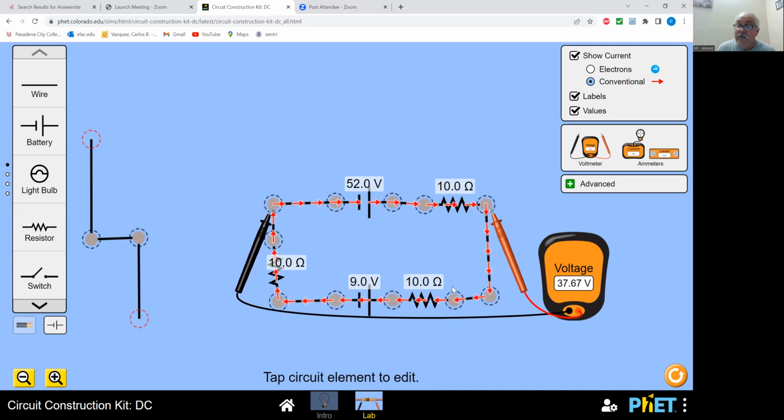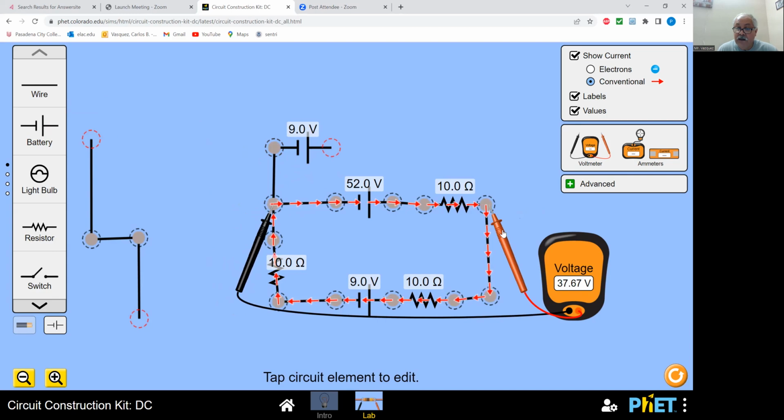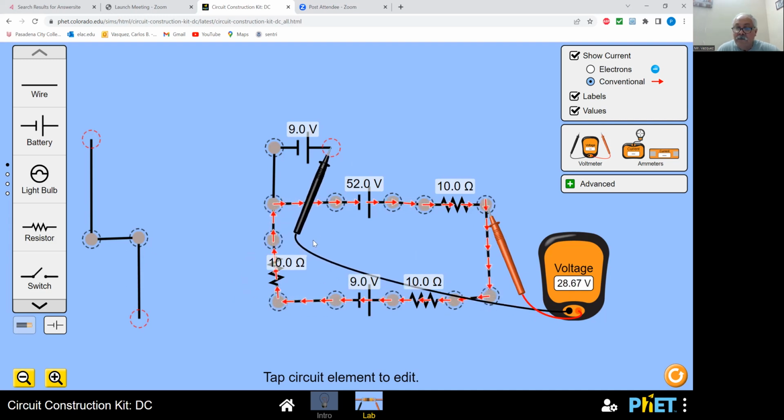Now, imagine that we have a battery connected to one of these points. Let's connect the battery to the lowest point, which is right here. And this is the battery, and the battery goes in this way. We can find the potential difference between this point and the battery in this way, right? It's gonna be 9 volts, which is the voltage of the battery. Okay, but now what should be the potential difference between the highest point and the battery in this way? It's gonna be 28.67. How can we explain this?